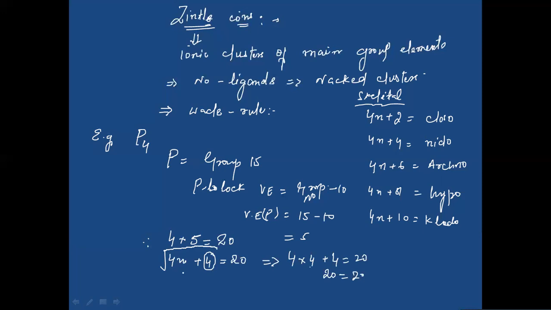So in this case, the count comes out to be 4n plus 4. Whenever we get 4n plus 4 skeletal electrons, the structure is nido. So P4 has nido structure. This is the skeletal electron count: if it comes out to be 4n plus 4, then it's nido. Let us take other examples.